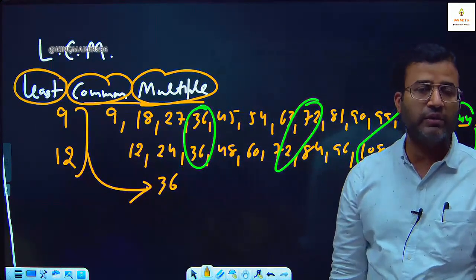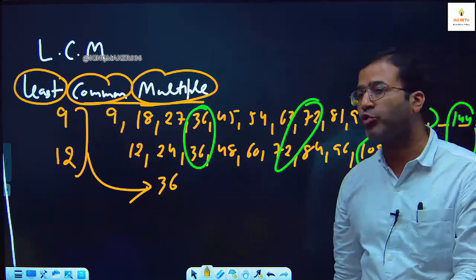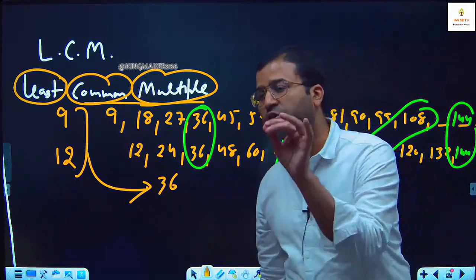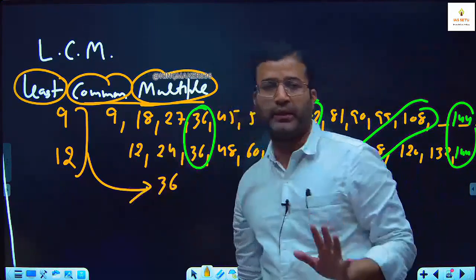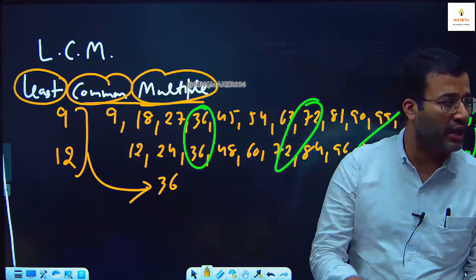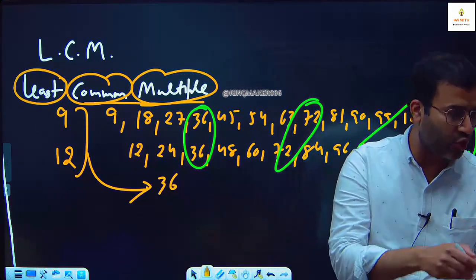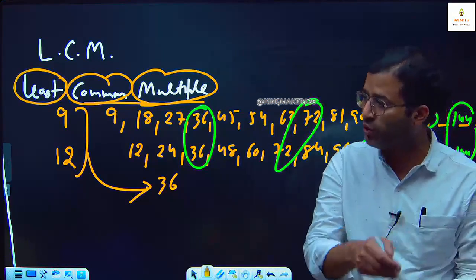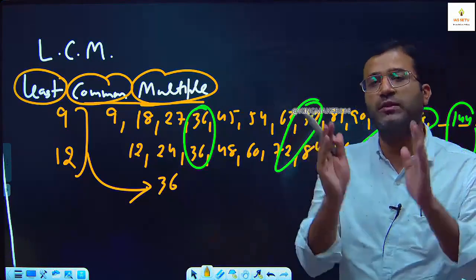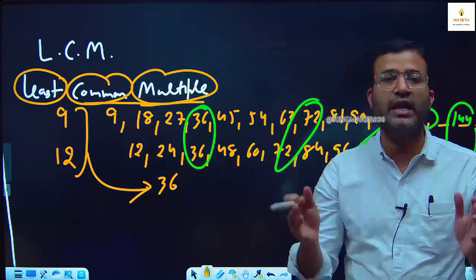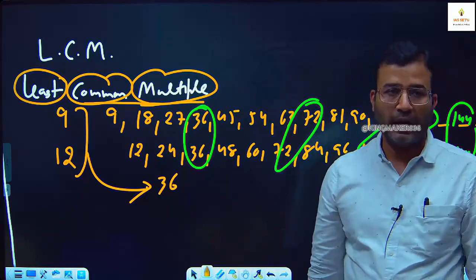Among the multiples we have to take the common multiples, and out of the common multiples the least one is known as least common multiple. रटने की जरूरत ही नहीं ना, इसमें क्लियरली तो बोला है लीस्ट कॉमन मल्टीपल. जो मल्टीपल है उनमें से कॉमन निकालने हैं, कॉमन में जो सबसे छोटा है वही एलसीएम है. Let me take one more example.